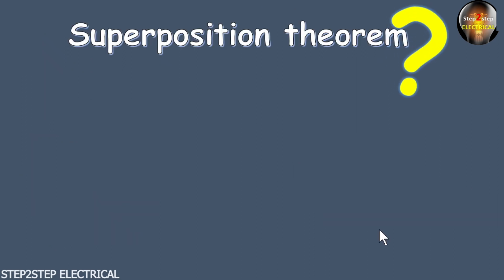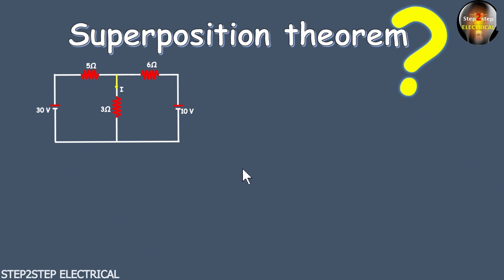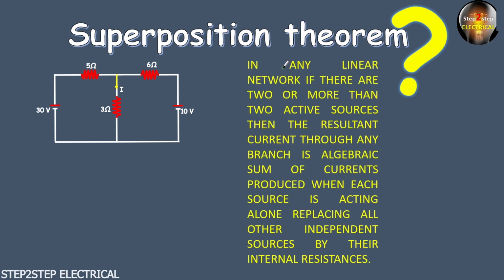So what is superposition theorem? So here this is the figure. Side by side, we have also this. You can see in any linear network, and this network is a linear one. So if there are two or more than two active sources, here there are two active sources, 30 volt and this 10 volt. Okay, and the current through any branch is the algebraic sum of the currents. So the current I is the algebraic sum of the currents produced when each source is acting alone.